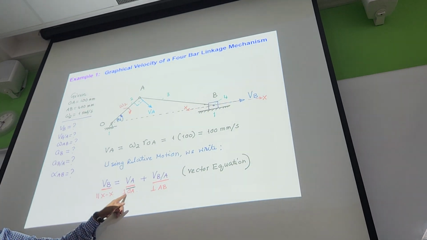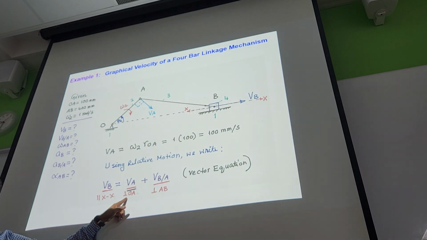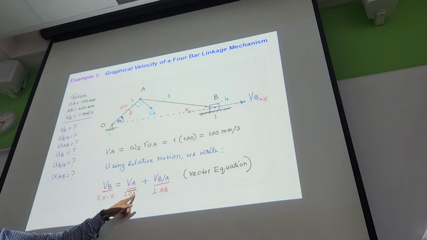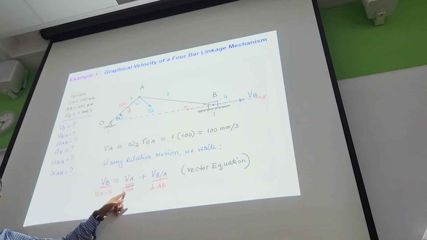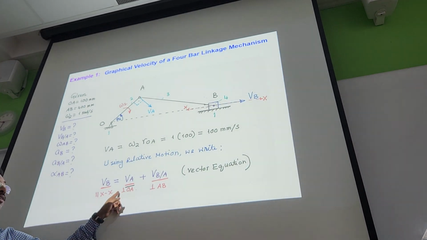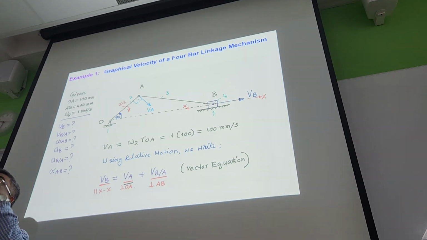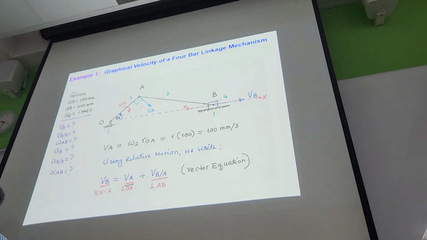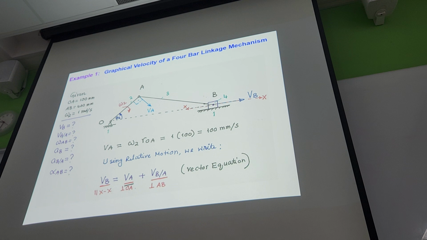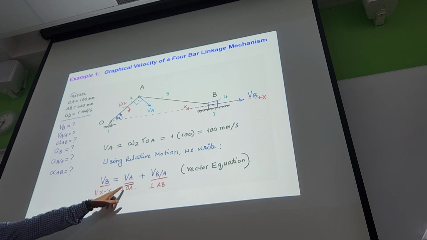You see the symbol, perpendicular, the 90-degree angle? Here is the OA. It is directed perpendicular to which link? OA. So we wrote it here. And the second question I will ask: do you know its value or magnitude? Yes, because its value is omega 2 times ROA. Its value is 100 millimeter per second or 0.1 meter per second. Yes or no? So therefore we put the second underline.